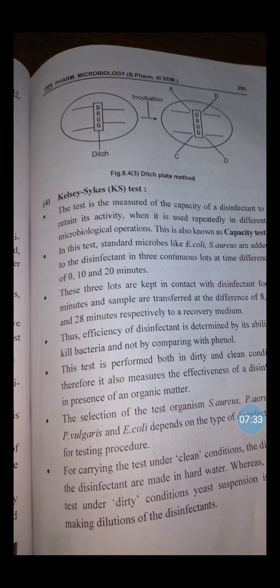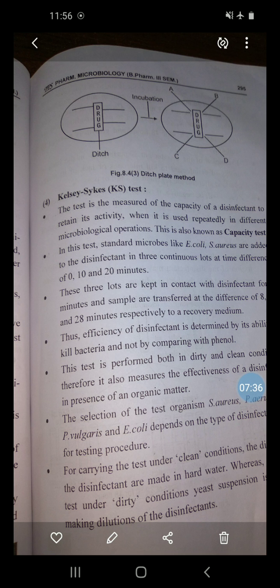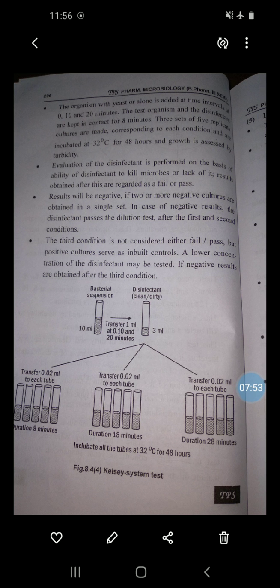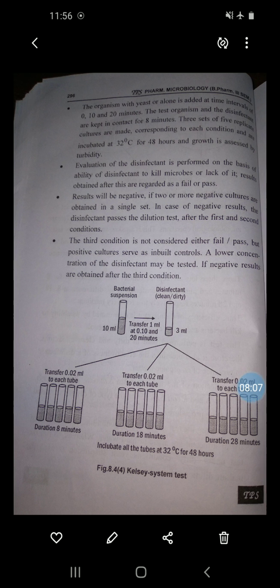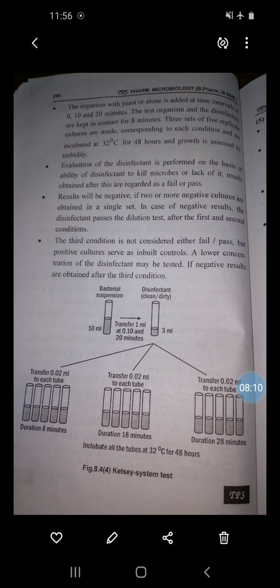Then in this test, standard microbes like E. coli and Staphylococcus aureus are added into this disinfectant in 3 continuous lots at time intervals of 0, 10 and 20 minutes. Then these 3 lots are kept in contact with the disinfectant for 8 minutes and samples are transferred at intervals of 18 and 28 minutes. See here the flowchart of this test.